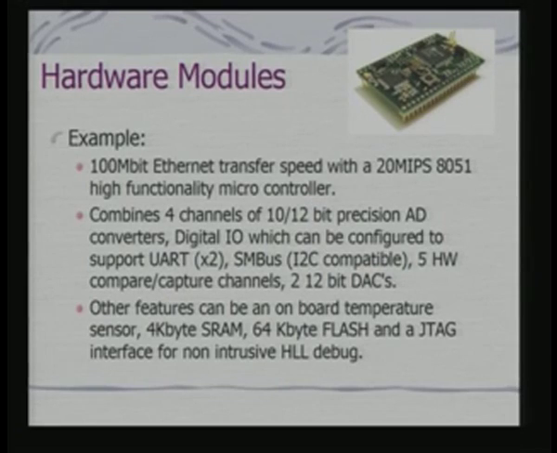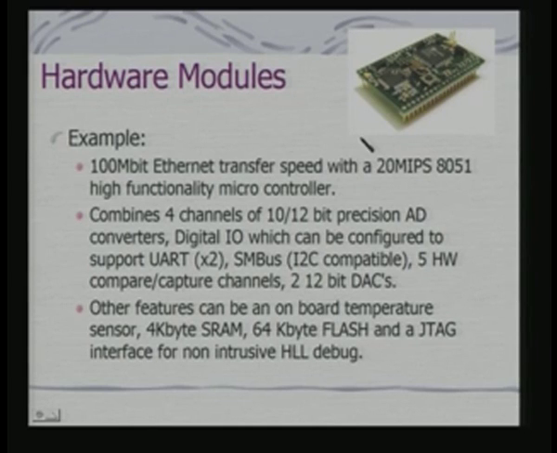There are various hardware implementations of this Ethernet protocol, because if there is no requirement of strictly real time constraints, then you can use Ethernet for a variety of applications. Here we are looking at an example hardware. This is a standalone embedded system. Why? Because it has 100 Mbit Ethernet transfer speed with an 8051 microcontroller.